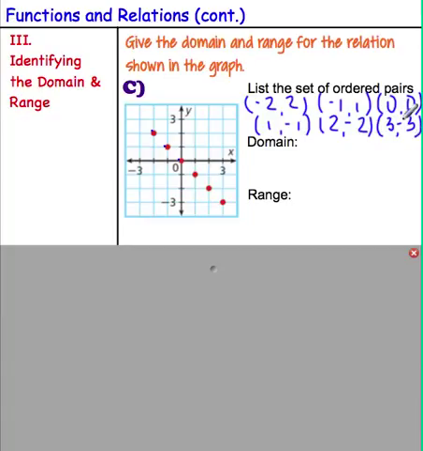So, as we mentioned, your input or your x values are your domain. So we're going to make a bracket, and you can also just make a squiggle like this. That will count as your bracket as well. So my domain is -2, -1, 0, 1, 2, 3.